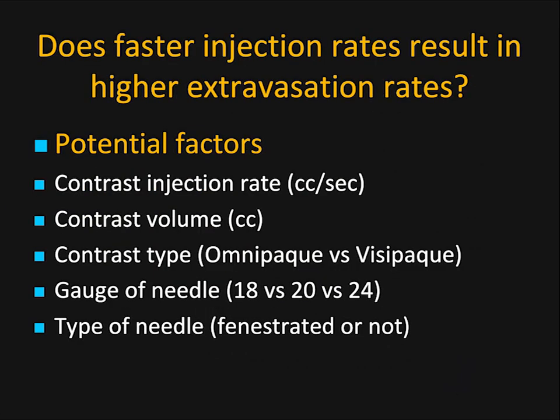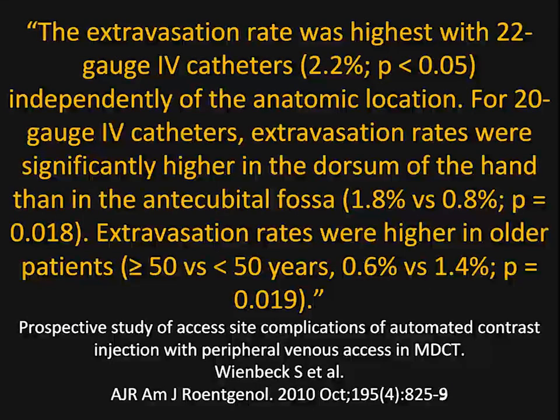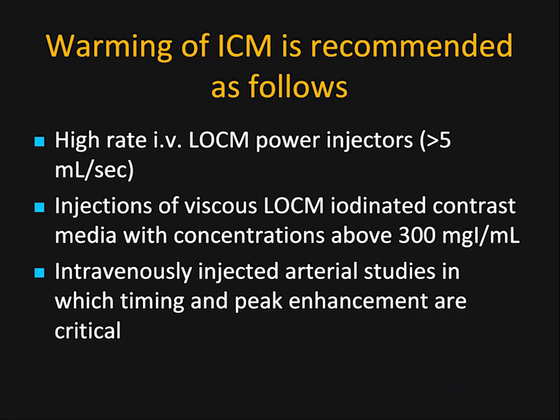When you look at what causes contrast extravasation, you always think about high contrast rates or high contrast volumes, but it's really the needle and the placement of the needle. The extravasation rate was highest with 22 gauge needles. When you have 20 or 18, you have less extravasation if it's placed correctly. Also, if you put needles in the hand, particularly with fast injection rates, even though the veins look good, particularly in older patients and oncology patients, the extravasation rates were significantly higher. Also, it's no surprise because of vessel fragility, older patients are more likely to have extravasation.